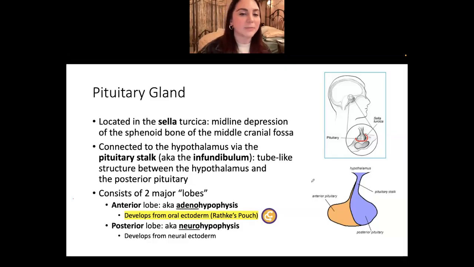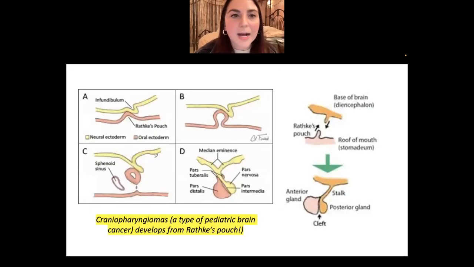So you can imagine there's going to be different tumors that are going to arise from maybe the anterior lobe or maybe the posterior lobe and so forth. Okay, we'll get there. So what does it mean that it develops from Rathke's pouch? You can see here the neural ectoderm is in yellow, and then the oral ectoderm, literally from the mouth, is in reddish orange.